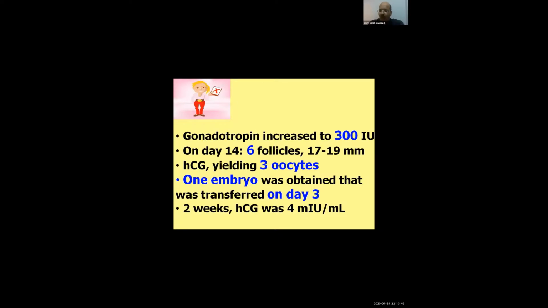From that, only 1 embryo was obtained, which was transferred on day 3. But unfortunately, the serum beta HCG was negative. What do you think regarding the management of this lady during this stage? Is it okay, or should he make a U-turn?